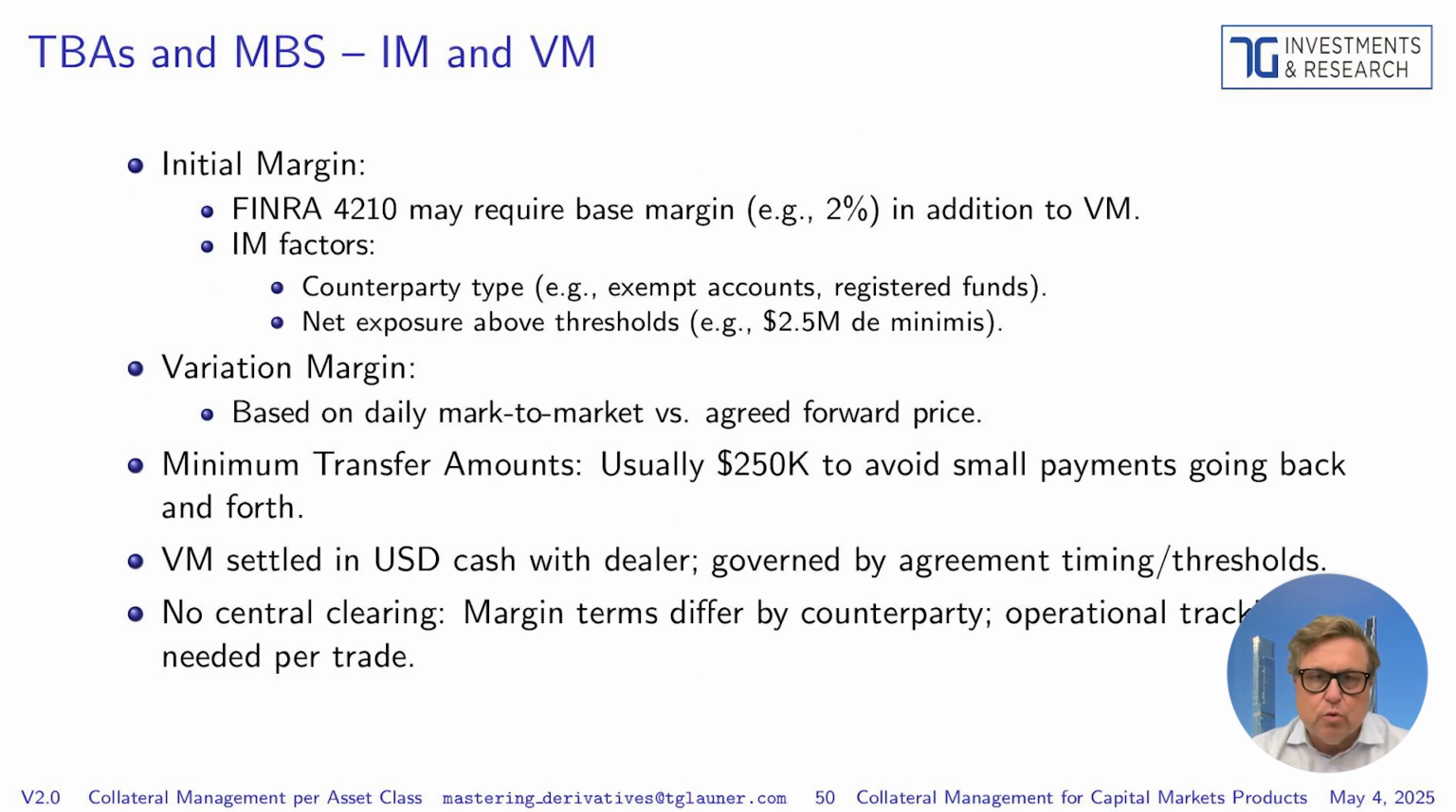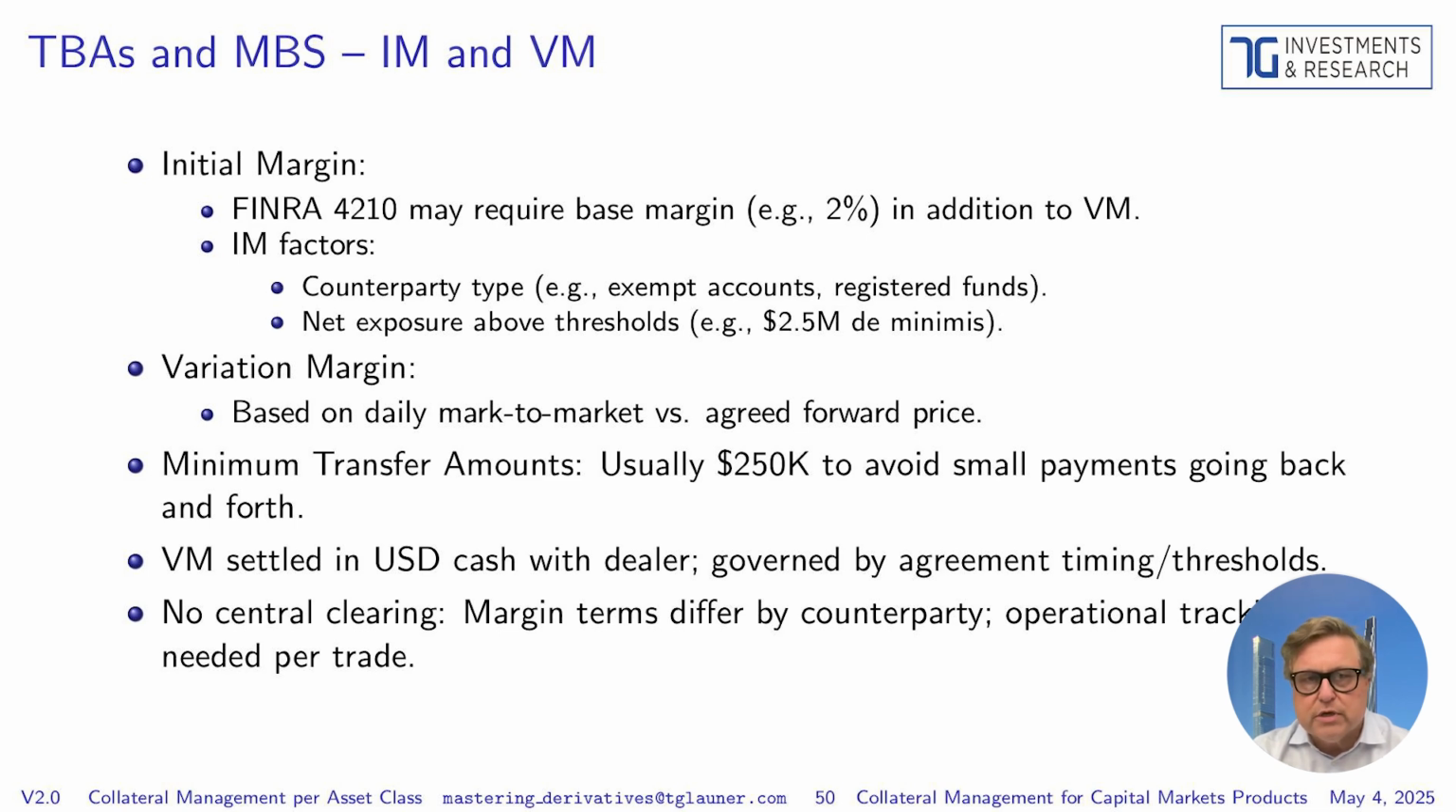Initial margin is required as a key component in trading TBAs. Under FINRA Rule 4210, there may be a requirement for a base margin, such as 2%, in addition to a variation margin. It's called base margin, but it's very similar to an initial margin. The factors influencing this base margin include the type of counterparty involved or if the exposure is above a certain threshold.